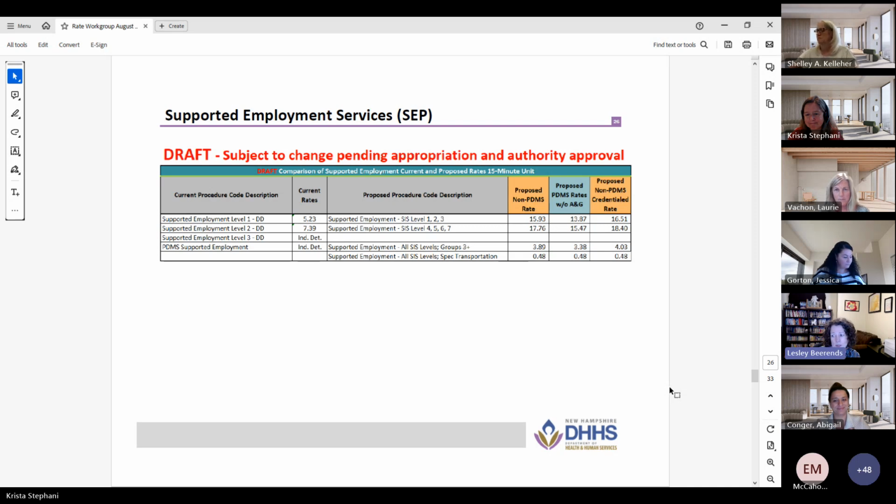Any questions around supported employment? That's the last service that we were going to talk about today. So I gather folks are considering, processing, taking it in. There have been some great questions coming through. We encourage you to keep submitting those questions, as I said.